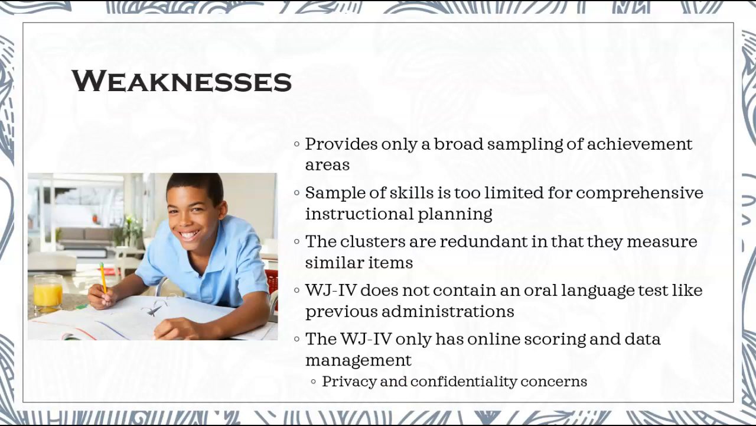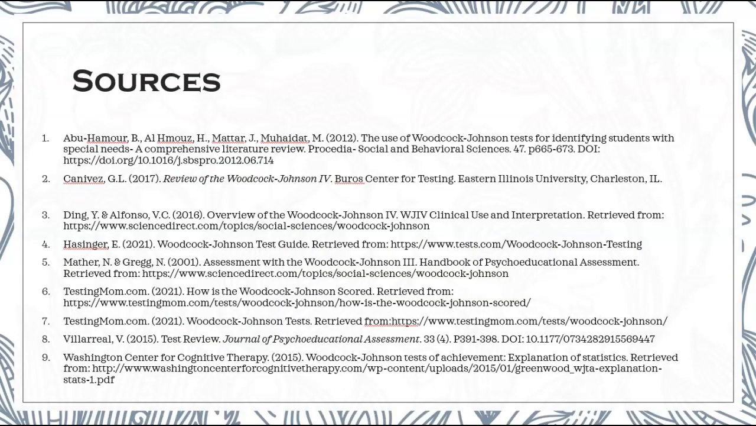And the WJ4 only has online scoring and data management. They don't offer a way to do scoring by hand. So it's really only if you know how to score by hand would you be able to continue that practice with WJ4. This online scoring does present privacy and confidentiality concerns, especially if a hacking event occurs, for example. And so it could potentially be a FERPA violation. And then here are my sources.